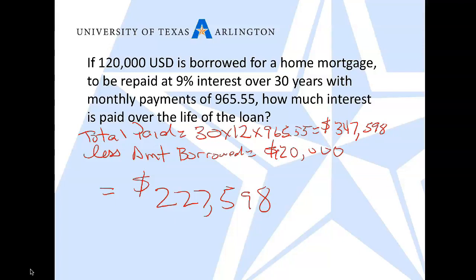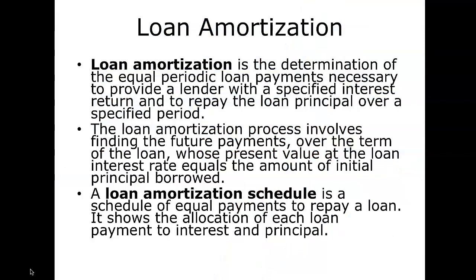While that's helpful to know, and by the way, gosh, that's a lot of interest for a $120,000 loan, right? But if we want to know for any particular payment how much of it goes towards principal and how much of it goes towards interest and how much the loan balance is at any point in time, we need to look at something called loan amortization.